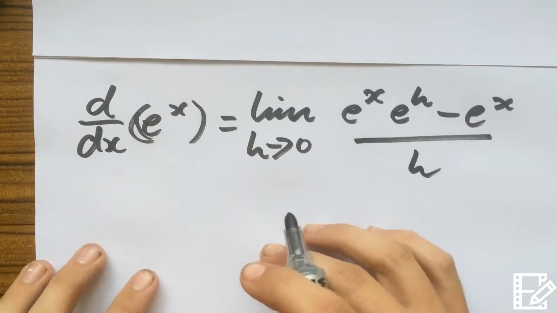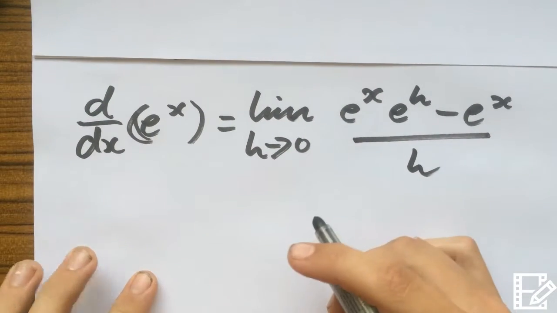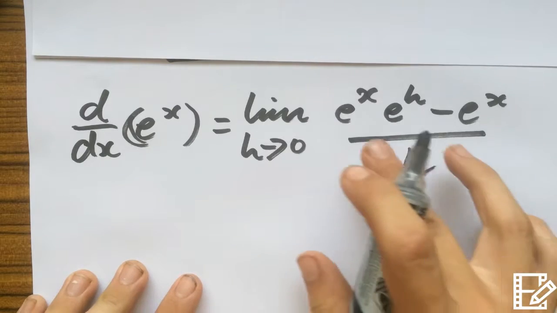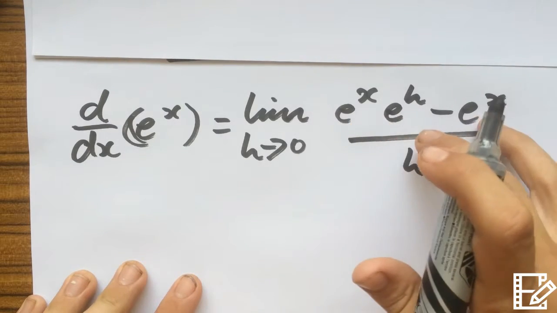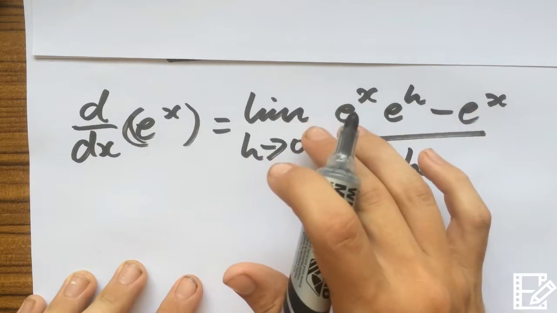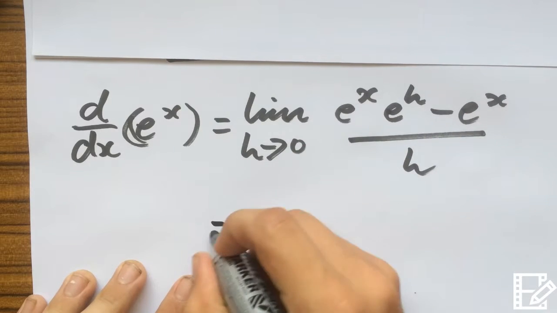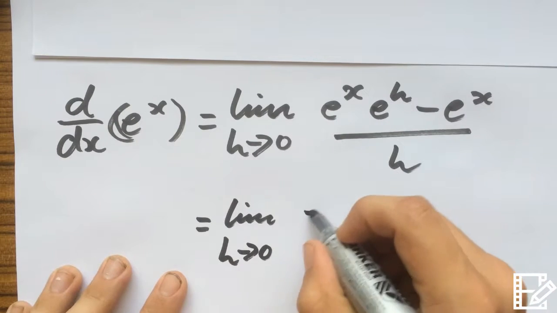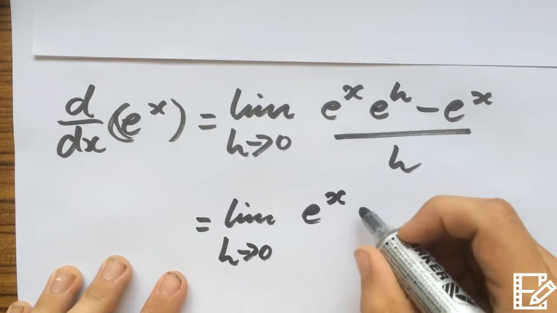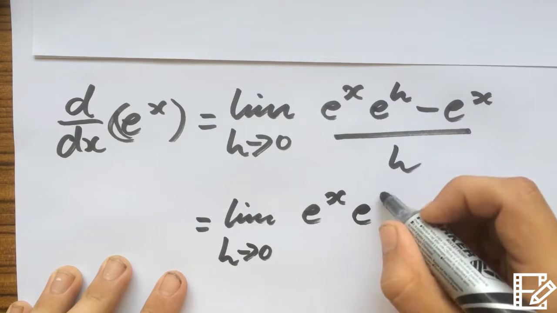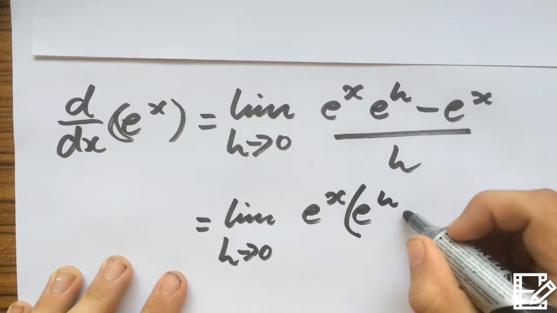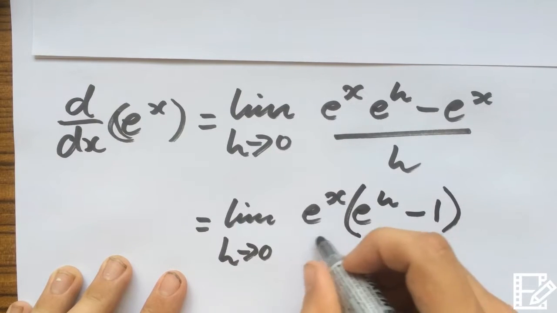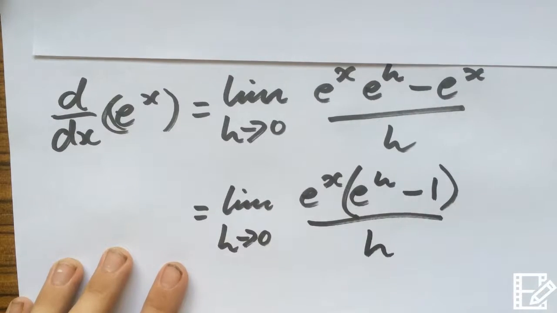Okay. Now this bit, it actually gets easier from here. So you have e to the x and an e to the x. We can factor that out and bring it out to the front. That's what we're going to do. It's going to look like this. e to the x multiplied by e to the h minus 1 over h.